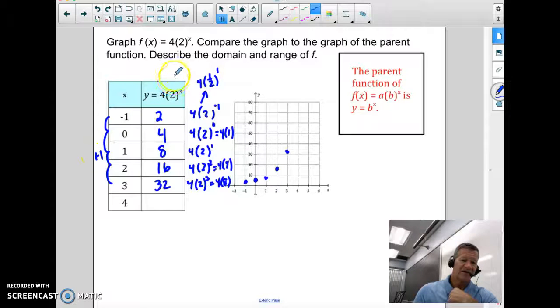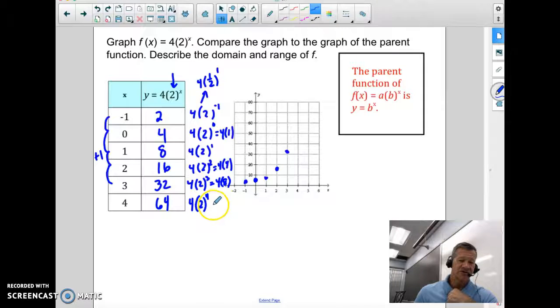Then the y values should keep being multiplied by this number. We talked about that in an earlier video. Okay, so you notice 2 times 2 is 4, times 2 is 8, times 2 is 16, times 2 is 32. So if you wanted to do 4 more quickly, you could just say, well, I know we're going to keep multiplying by 2 again. 32 times 2 should give me 64. And that is correct. 4 times 2 to the fourth.